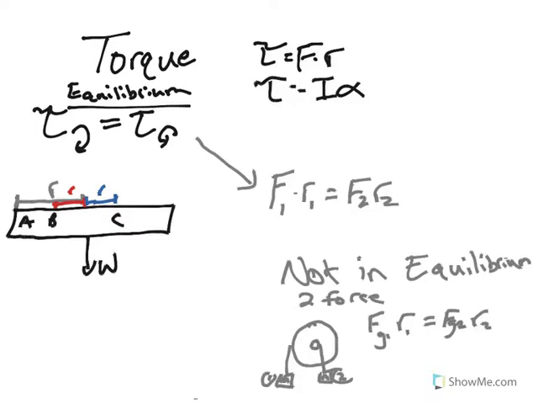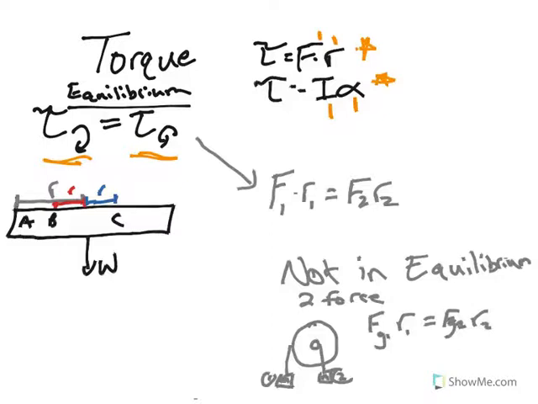So with torque, the first thing to understand is that the torque is equal to the force times the radius. Also, torque is equal to I alpha. What this means is that if you have a torque acting on an object, it has to be provided by a force acting at a radius. But if you have a torque, then it is going to cause the moment of inertia to have an angular acceleration.